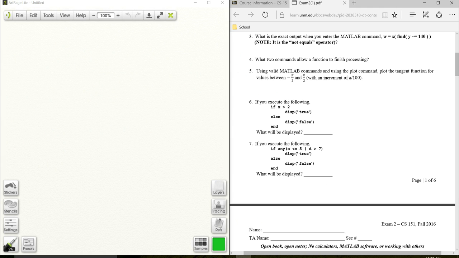Problem number 5. Using valid MATLAB commands and using the plot command, plot the tangent function for the values between negative pi over 2 and pi over 2 incremented by pi over 100. So we would come over here and say that x is equal to negative pi divided by 2 colon pi divided by 100 colon pi divided by 2. I would say y is equal to the tangent of x.